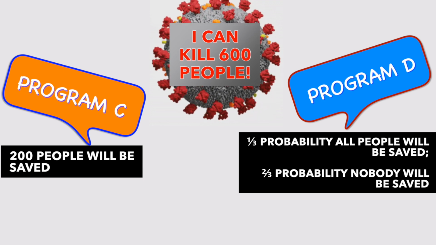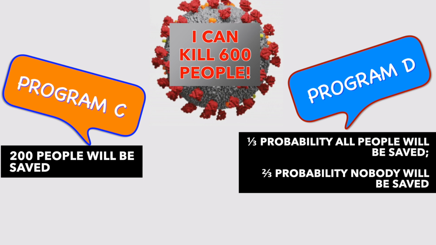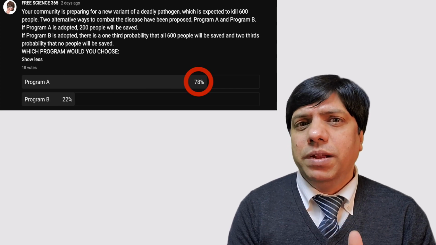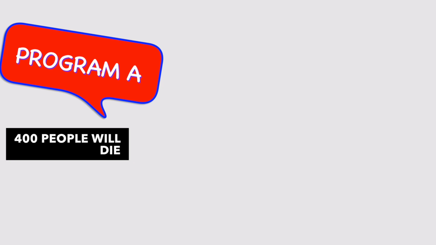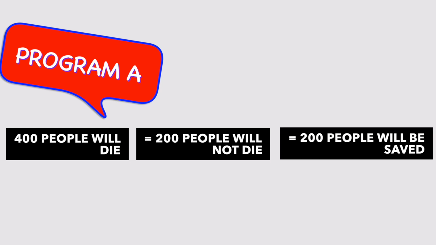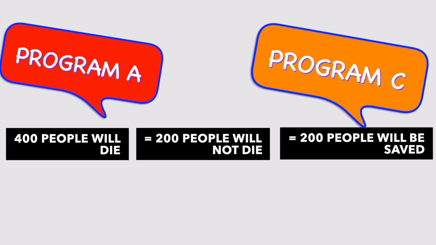Stop the video, write your comments if you want to, and then come back. In my surveys to this problem, about 80% of the responses were in favor of program C. But why is that? If you look at them, both programs A and C are the same. Think about it. Program A says 400 people will die, which means out of 600 expected deaths, 400 deaths will happen, which means 200 people will not die, i.e. 200 people will be saved, which is the same as program C.